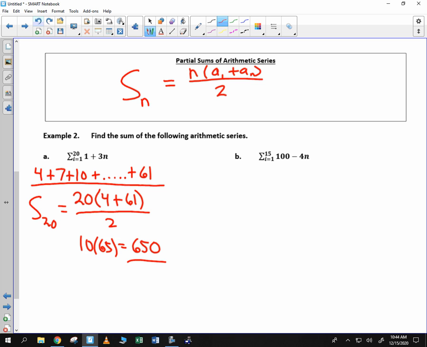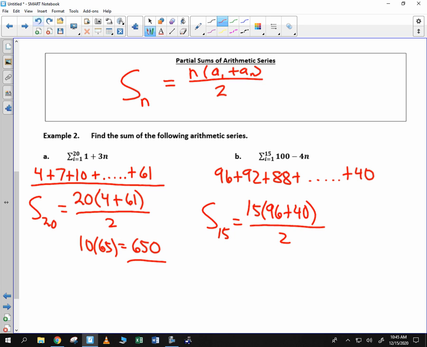So if you plug in 1, you get 96. Plug in 2, and you get 92. Plug in 3, you get 88, so on and so forth. And if we plug in 15, you would get 100 minus 60, which is 40. So the sum of the first 15 terms is equal to the number of terms, which is 15, times the first term plus the last term divided by 2.